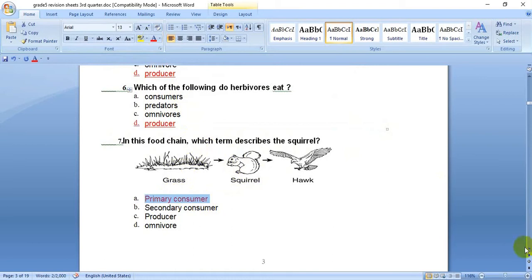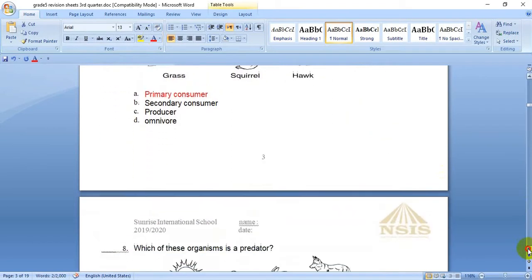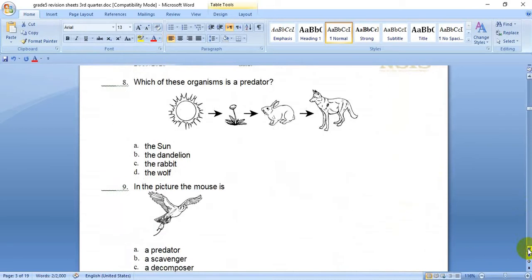So next question, question number 8. Which of these organisms is a predator? A predator is an organism that eats or kills other animals for food. So the predator here will be the wolf, because the wolf kills the rabbit or eats the rabbit. So we will choose the wolf as the predator in this food chain.